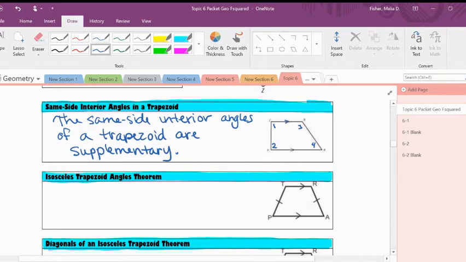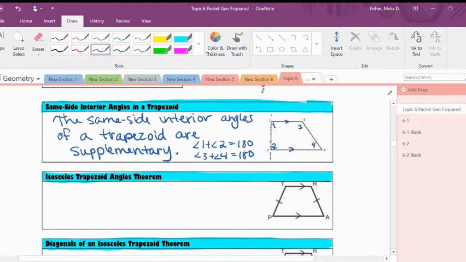Because this side is parallel to this side, these side pieces, these legs, are transversals, and therefore these are same side interior angles, and we know they're supplementary. So it means that angle 1 plus angle 2 equals 180. Angle 3 plus angle 4 equals 180.